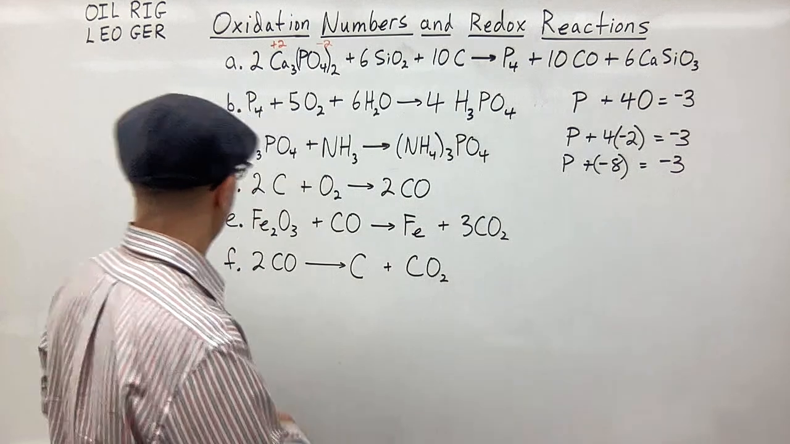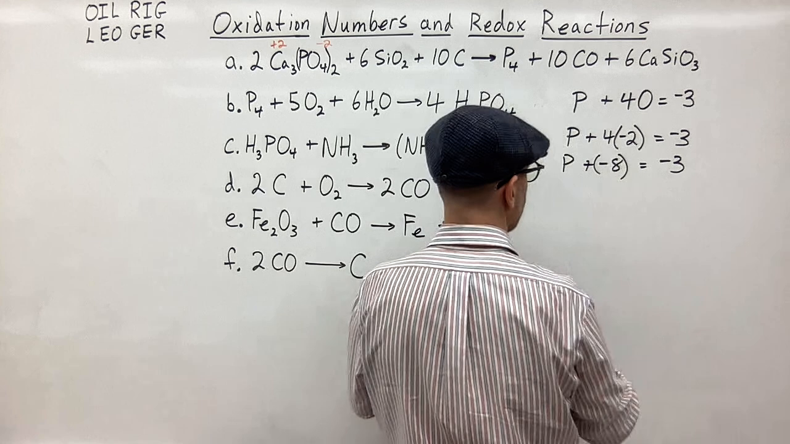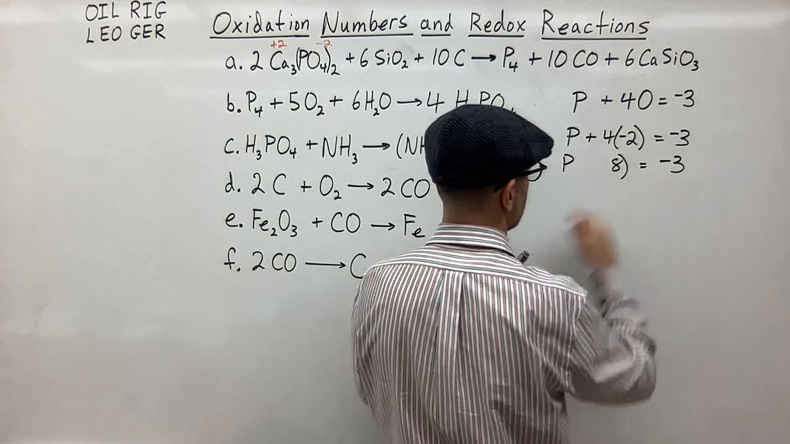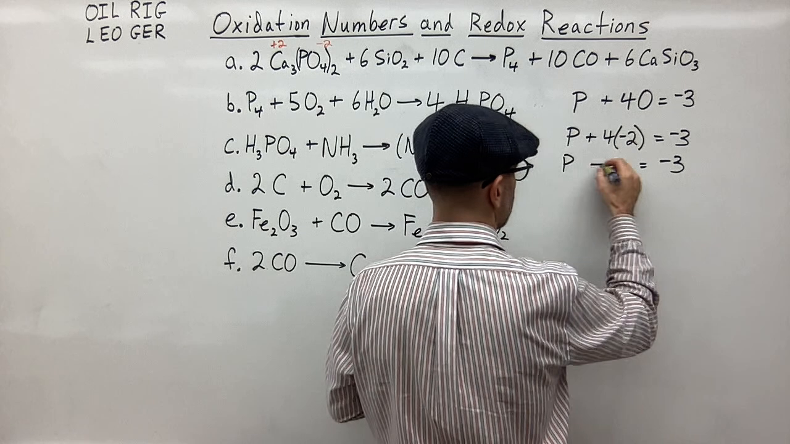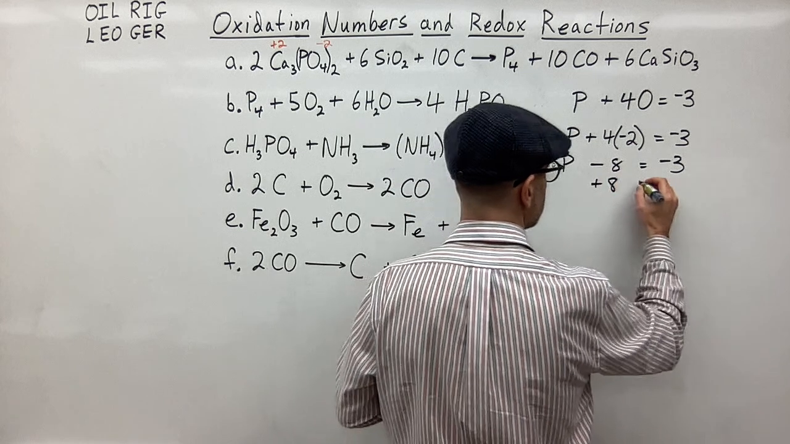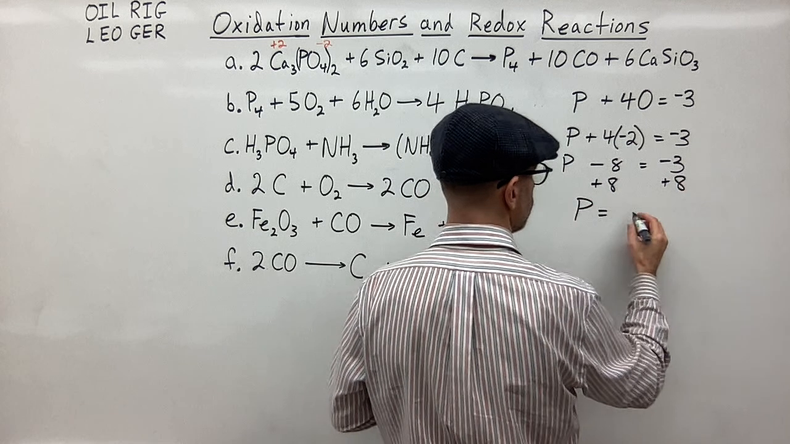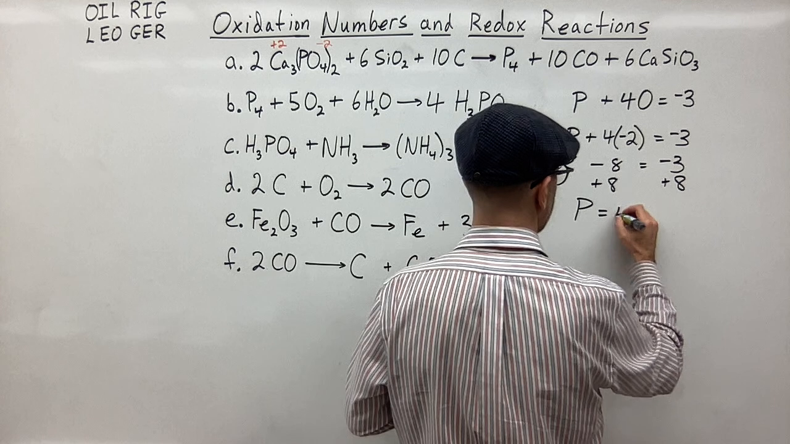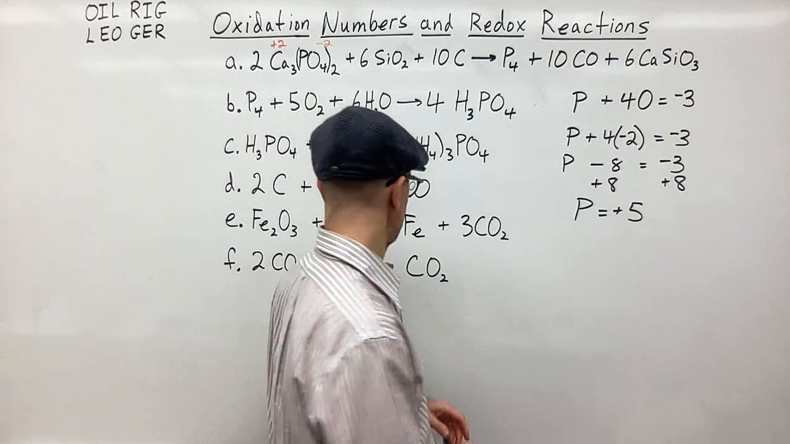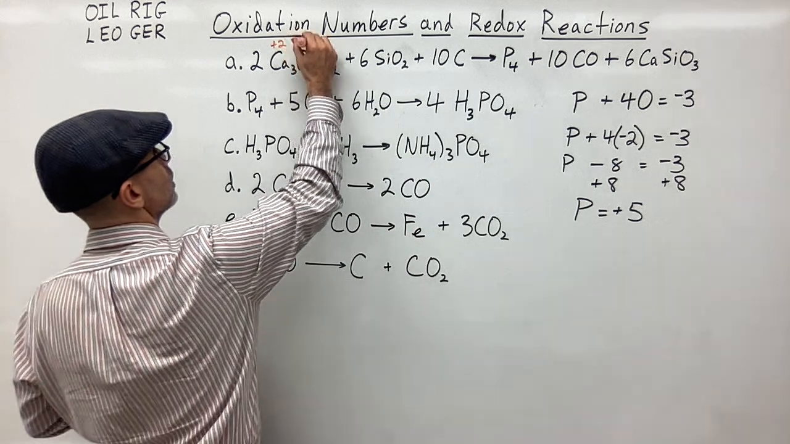Sorry about that. So over here, we're going to add that. Well, this negative and a positive is just going to be a negative. All right, so then we're going to add 8 to both sides. And so that means P is going to be equal to plus 5. So that's the oxidation state on phosphorus. The oxidation state on phosphorus is going to be a plus 5.